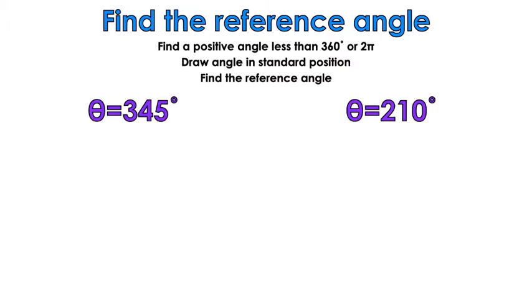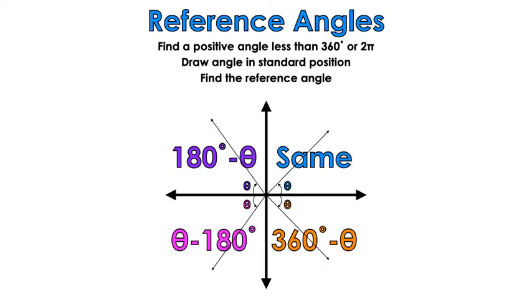Okay, so find the reference angle. I have 345 degrees. Step number 1, find what quadrant 345 is in. Is it in quadrant 1, 2, 3, or 4? If you said quadrant 4, you're correct. So let's go back to our little reference sheet. Our reference sheet says in quadrant number 4, I need to do 360 minus theta.